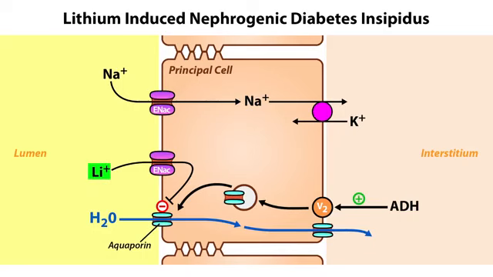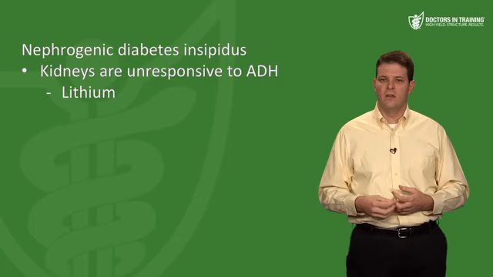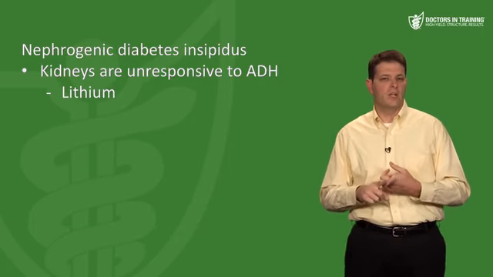So what would make the kidneys stop responding to ADH? Lithium is one thing. We've seen this diagram elsewhere, and it keeps coming back to haunt us. This is the mechanism by which lithium causes diabetes insipidus, and it's worth knowing. Remember, ADH causes the principal cell in the collecting tubule to insert these aquaporin water channels into the luminal side of the cell so that water will be reabsorbed. But lithium interferes with that process.